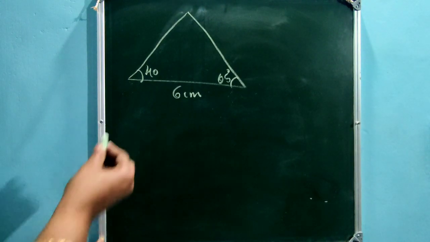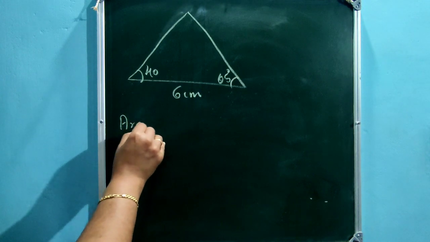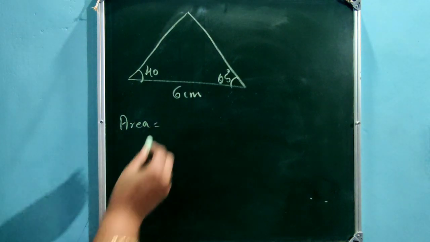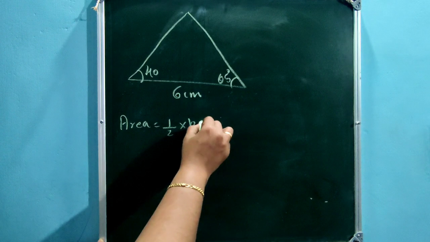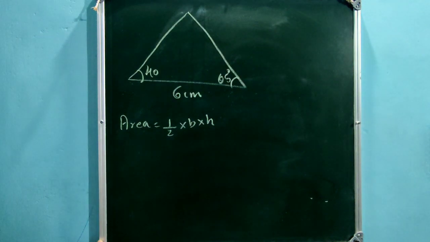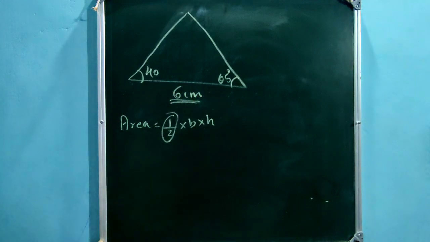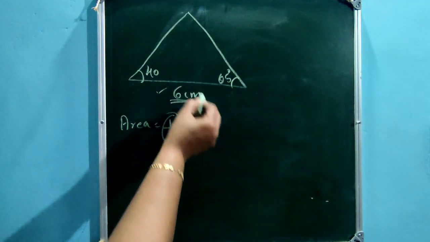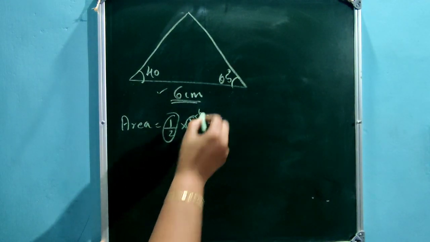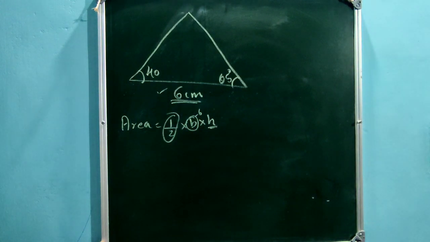Okay, how do we find area? Yes, we know that area of a triangle is half BH, half into B into H. B is the base of the triangle. B is equal to 6. Then what about H? It is not given.